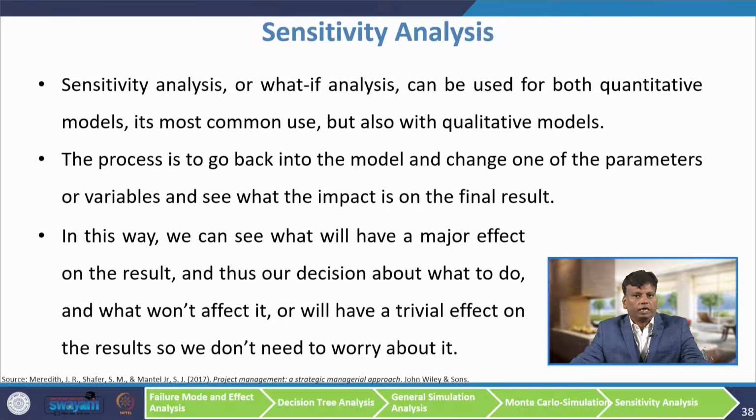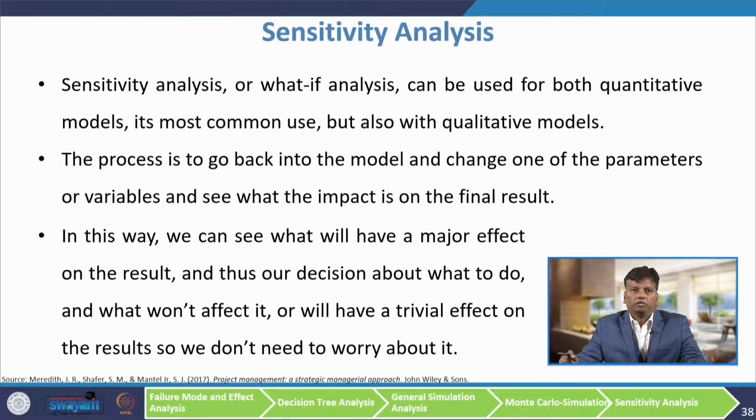Sensitivity analysis, or what-if analysis, can be used for quantitative models, which is its most common use, but also in qualitative models. The process is to go back into the model and change one of the parameters or variables and see what the impact is on the final result. For example, we consider the mean of the demand distribution is 15,000. Suppose it is 20,000, what will happen?